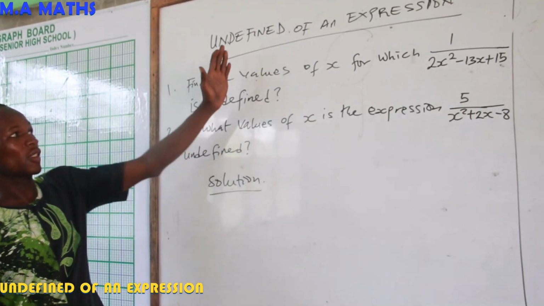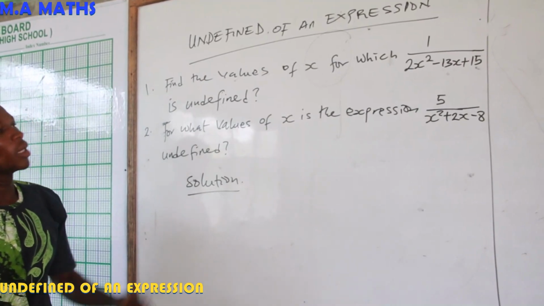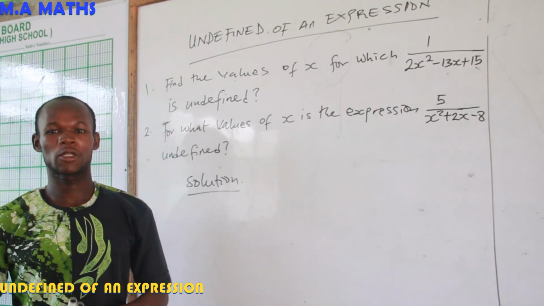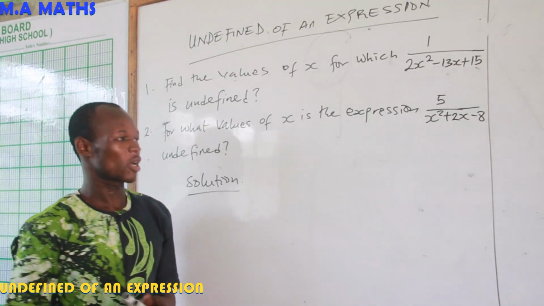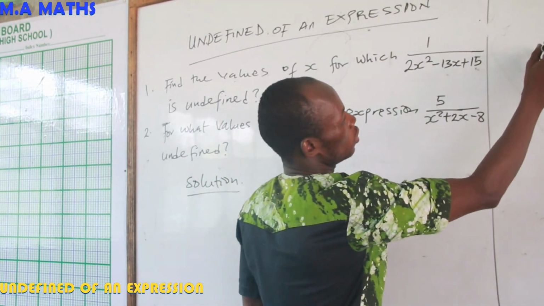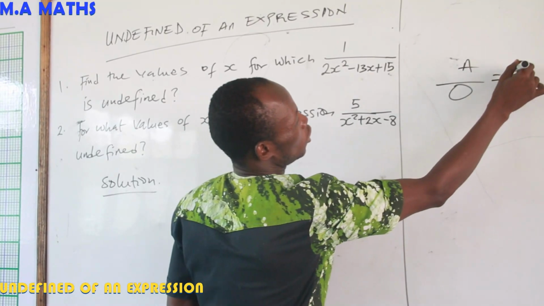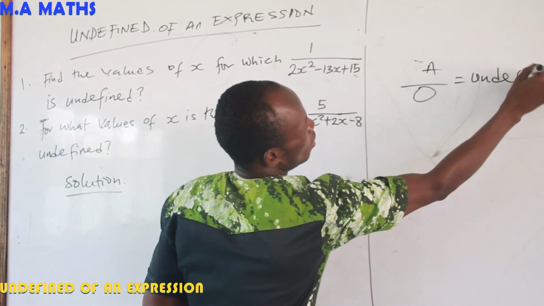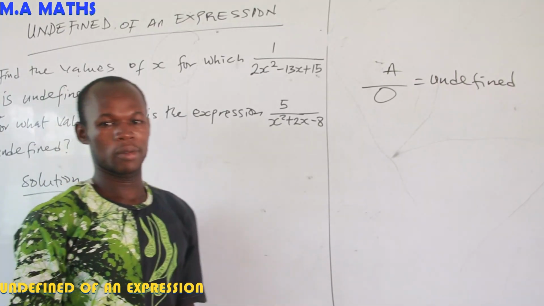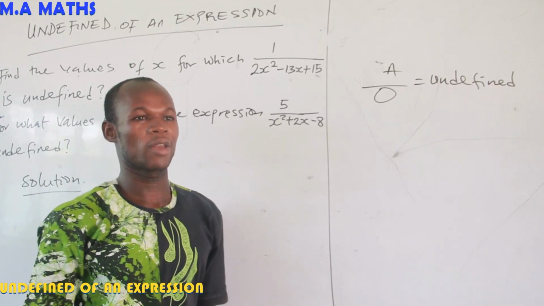Let's look at these questions. We talk about undefined expressions. An expression is said to be undefined if the denominator of the expression is 0. So any expression that is written in the form a over 0 is said to be undefined, because any number divided by 0 is undetermined. Since it's undetermined, we see that expression as undefined.